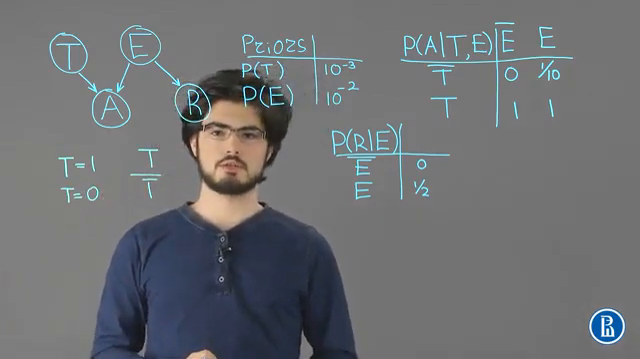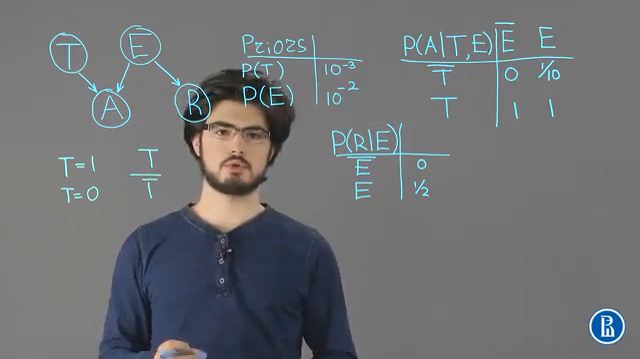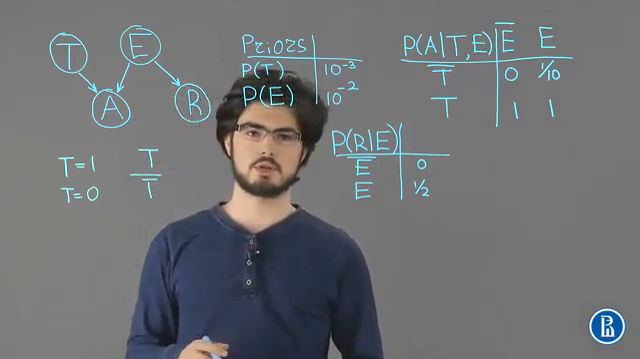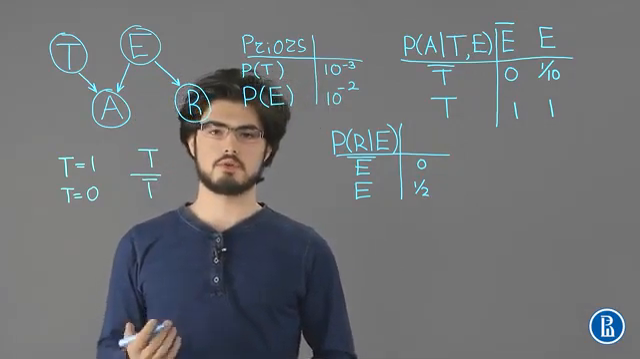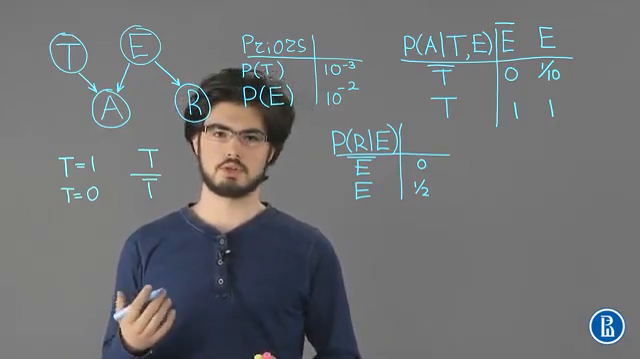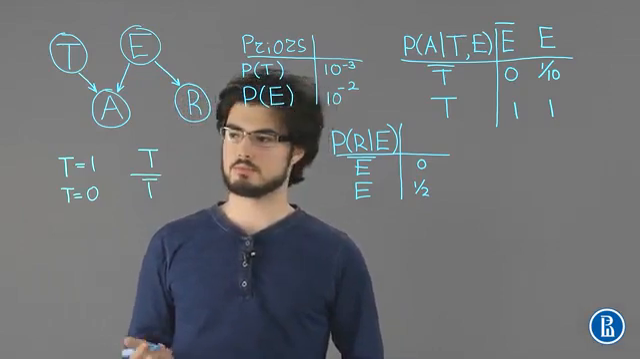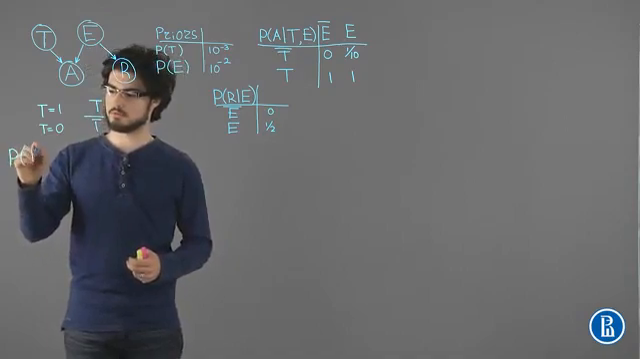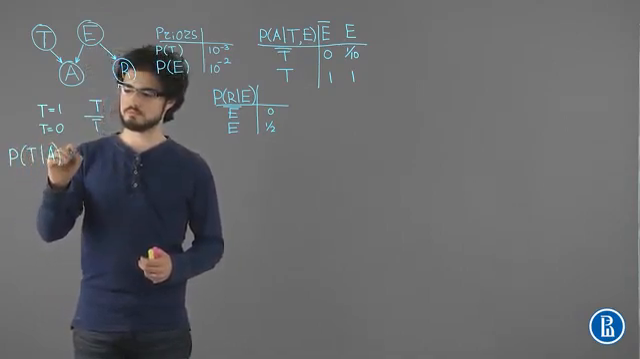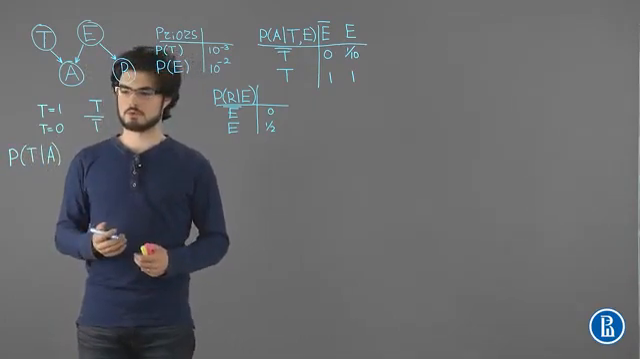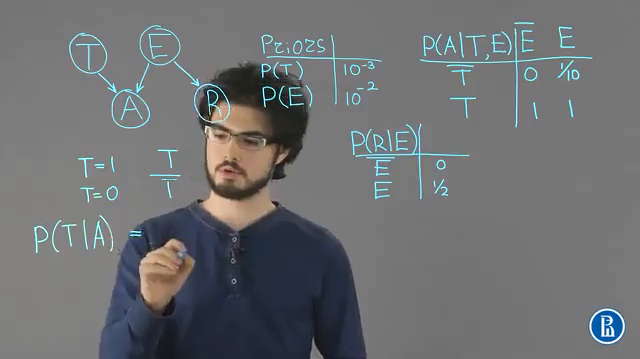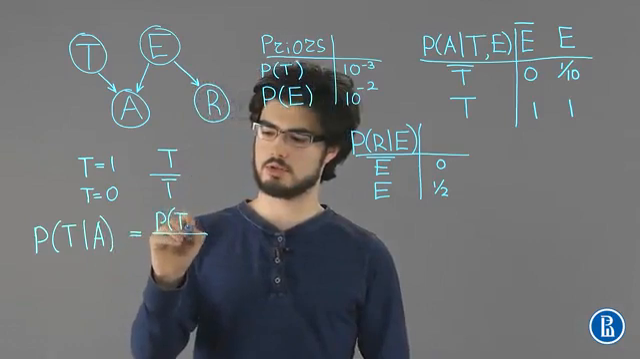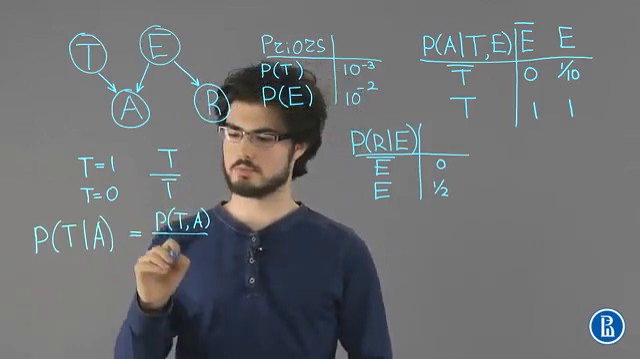Alright, so imagine that you went somewhere out of your house, for example to work, and you got a notification from an alarm system. So you want to estimate the probability that there is a thief in our house, given that we got a notification from an alarm. So this would be the probability of thief given the alarm. Alright, so let's use Bayes formula to compute this probability. So this would be the joint probability that there is a thief and alarm over the probability of the alarm.